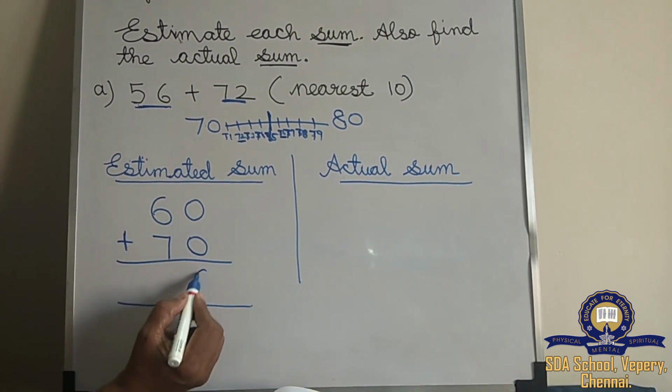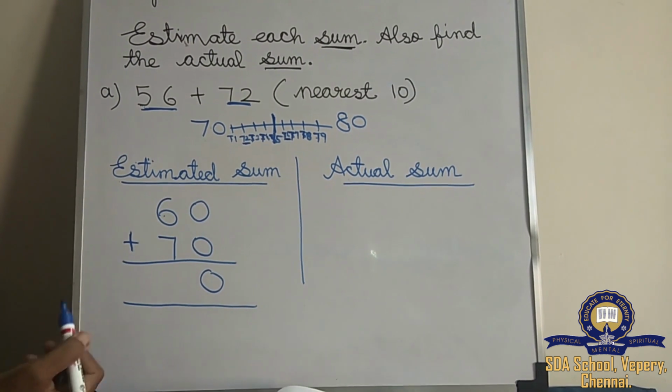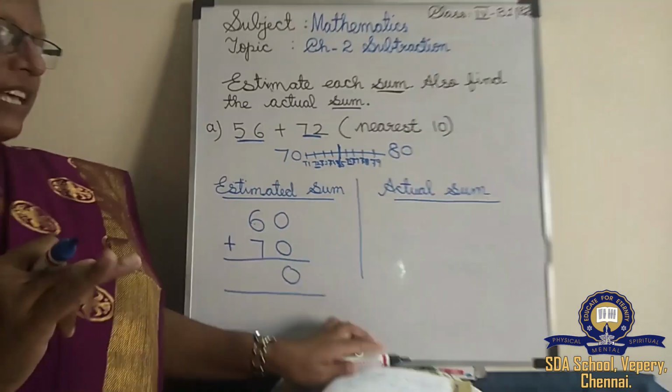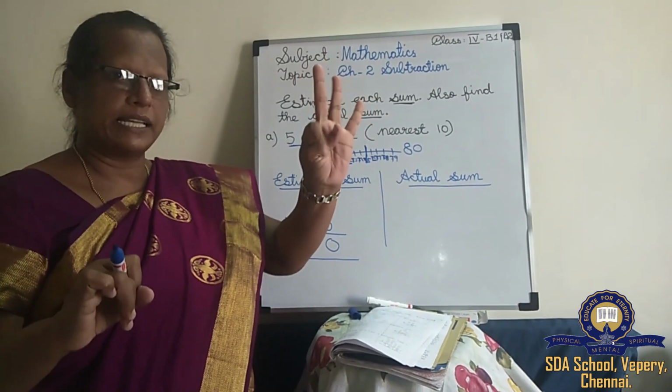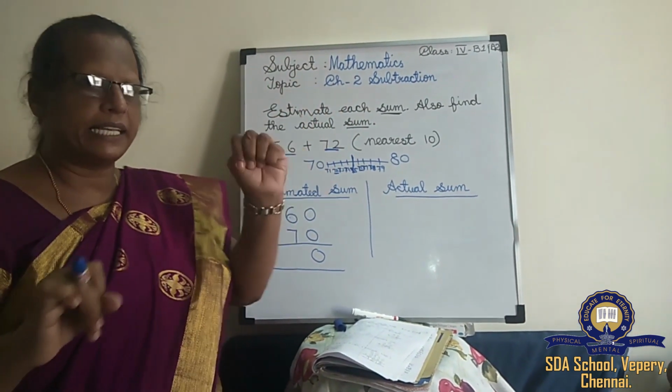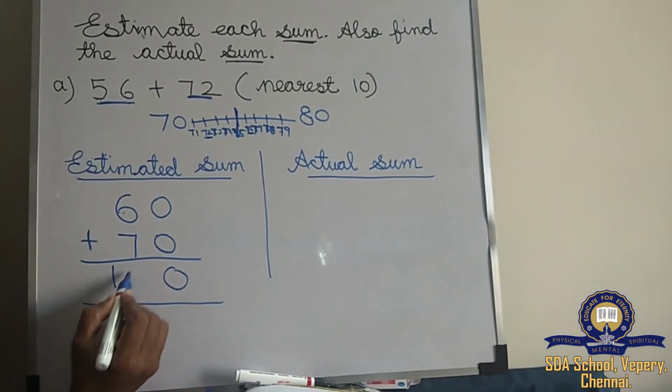0 plus 0, 0. 6 plus 7, what will come? 6 in the mind, 7 on the fingers. After 6: 7, 8, 9, 10, 11, 12, 13. So what you have to write? 13.